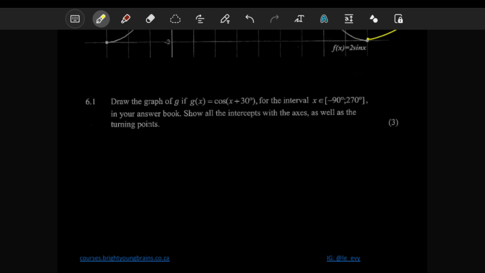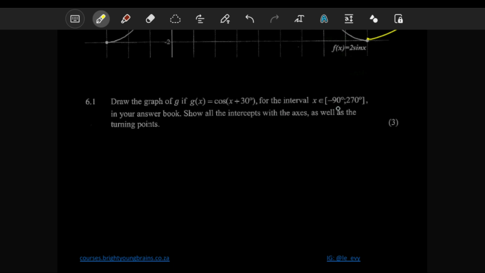What does the graph of g look like? We just need to draw the graph of g. It's a cos graph that is moved 30 degrees to the left. I guess that is important. It's a grand piece of information that they've given us there. So it's a cos graph that's been moved 30 degrees to the left. Let's not forget that.